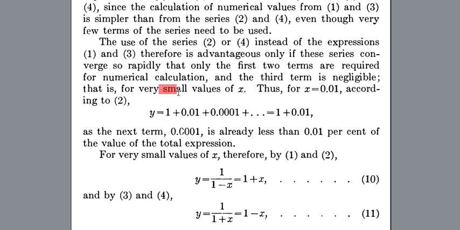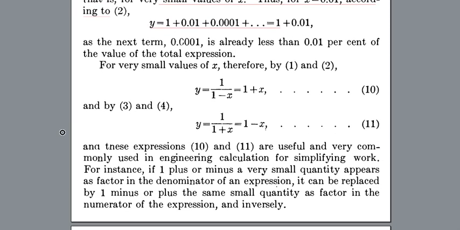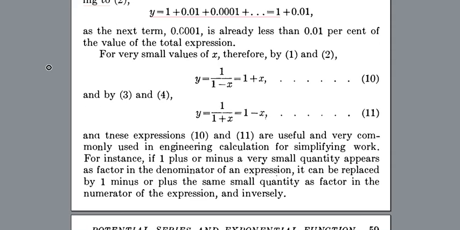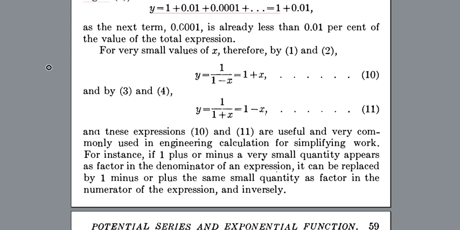Thus, for x equals 0.01, according to 2, y equals 1 plus 0.01 plus 0.0001, and so on, which equals 1 plus 0.01, as the next term, 0.0001, is already less than 0.01% of the value of the total expression. For very small values of x, therefore, by 1 and 2, y equals 1 divided by the quantity 1 minus x, which equals 1 plus x, and by 3 and 4, y equals 1 divided by the quantity 1 plus x, which equals 1 minus x. And these expressions 10 and 11 are useful and very commonly used in engineering calculation for simplifying work.